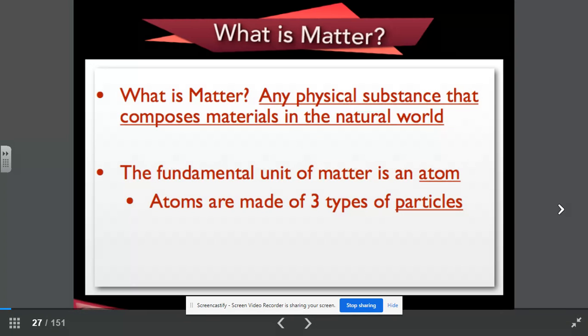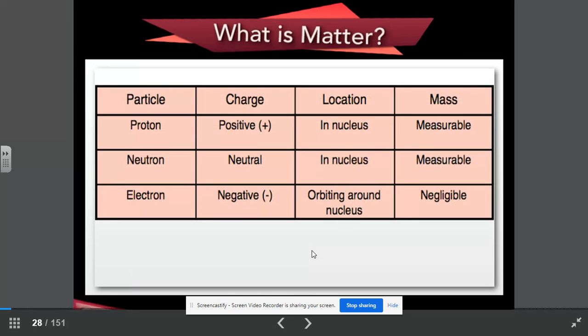So what is matter? You've probably learned that any physical substance that composes materials in the natural world, that is what we define matter to be. The fundamental unit of matter is the atom. We know that atoms are made of 3 different types of particles. They are made of protons, which have a positive charge. They are located in the nucleus, and their mass is measurable.